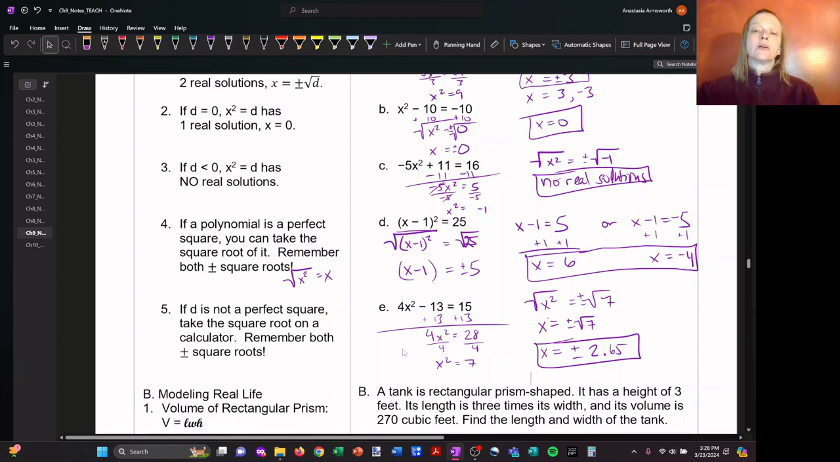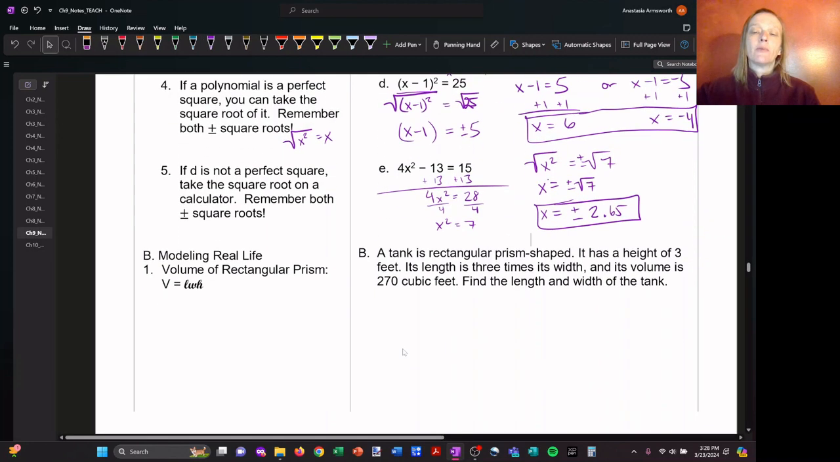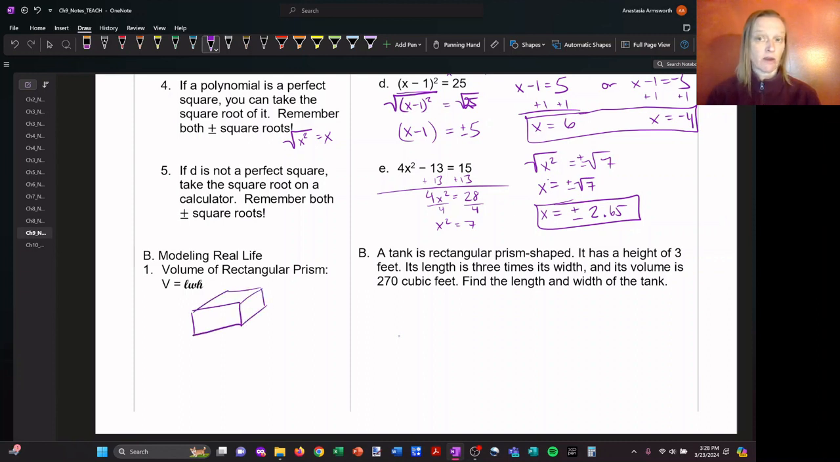All right. So how can we use this strategy? Are there any real world examples where we might use this? The answer is yes. If you want to find the volume of a rectangular prism, which is like a box that's rectangular shaped, you can multiply the length times the width times the height to get the volume.